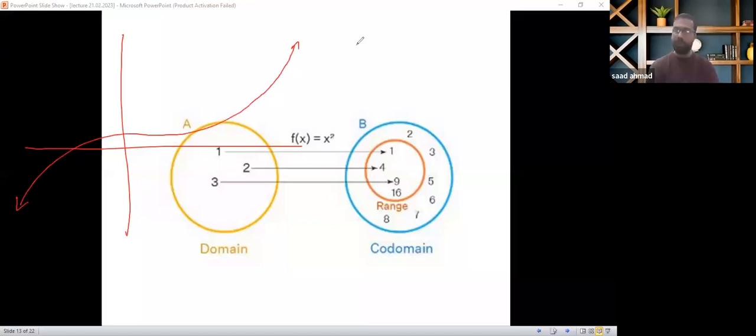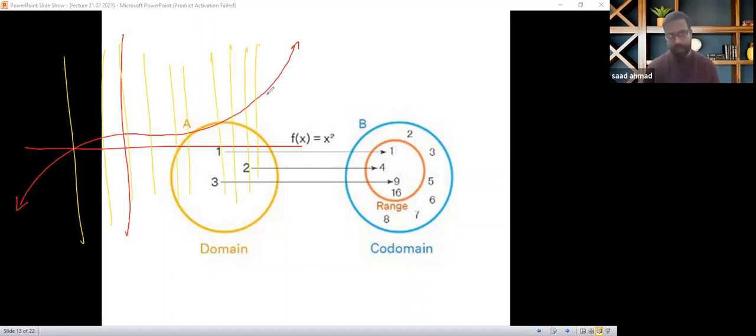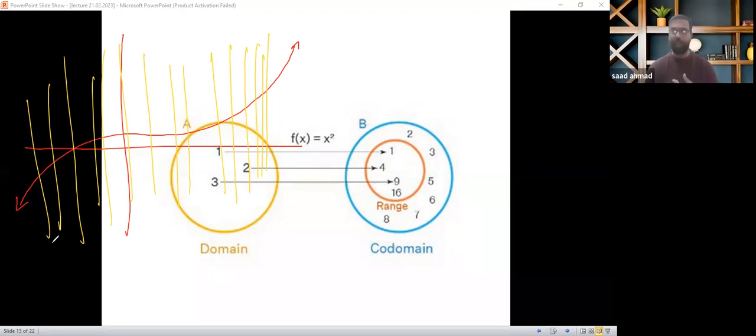To do that, you just imagine vertical lines over the graph. If the lines, everywhere you can think of, never cross the graph twice, then it's a function. It's called the horizontal line test. Oh, sorry, vertical line test, my bad. Vertical line test. If the vertical line only crosses the graph once, then it's a function.